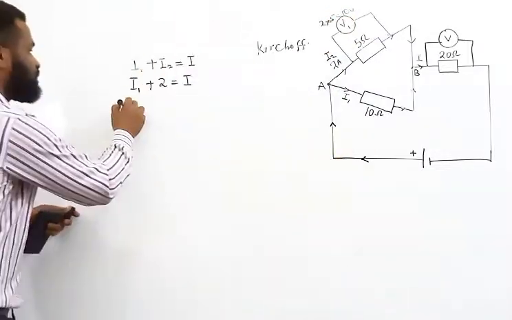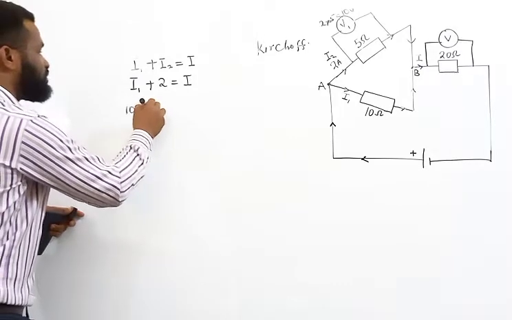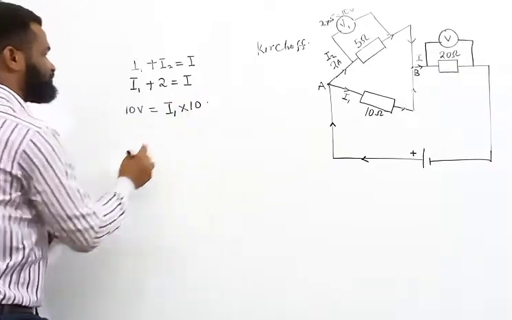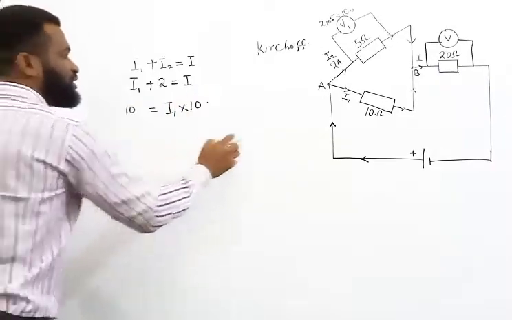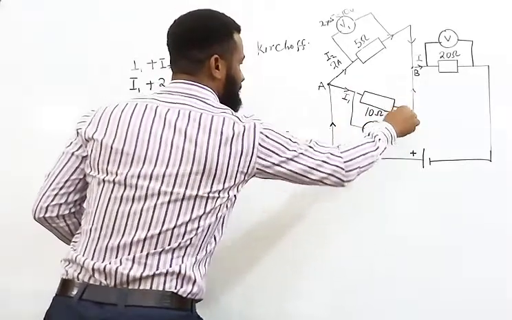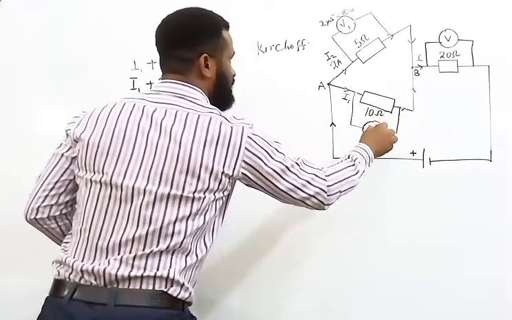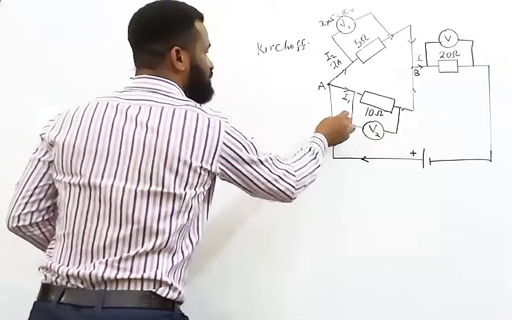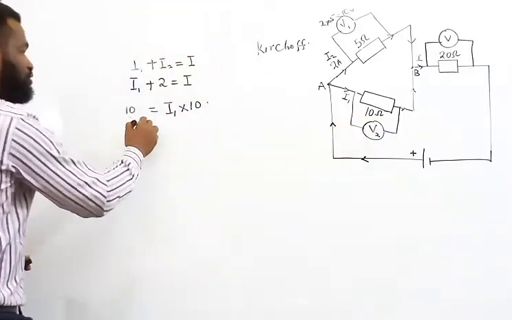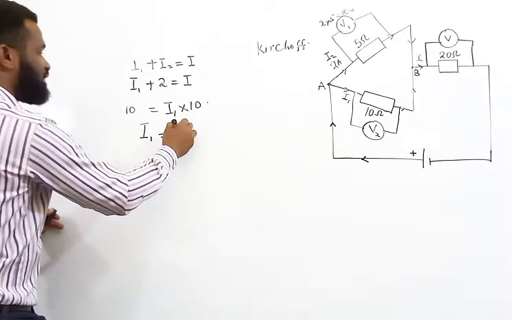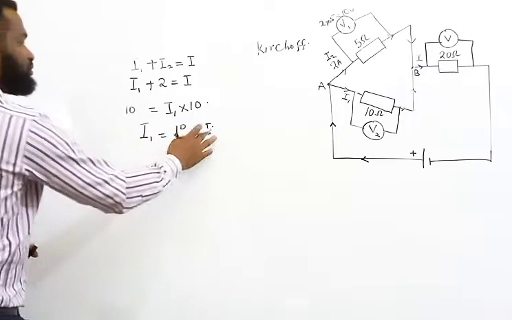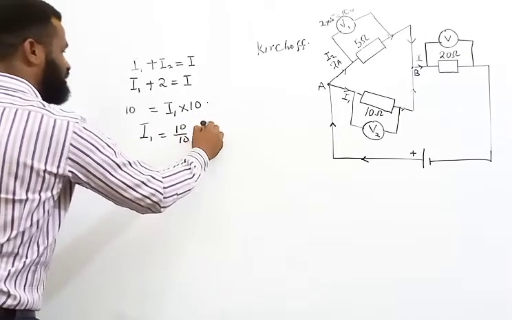Therefore, 10 volts is equal to I1 times 10. What I mean is the voltage across this one, let me call it V2, is current times this resistance, and that is 10. So I1 is equal to 10 divided by 10, which is 1 ampere.